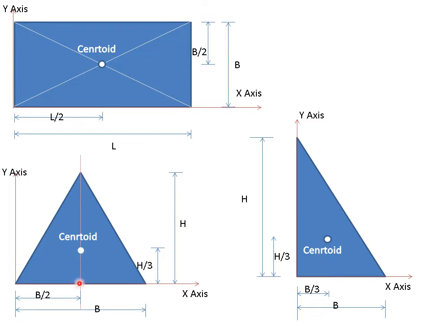So this is the base. If you draw a perpendicular to the base, this is called as height of triangle. And along this, if you measure h by 3, that is height divided by 3, this is called as centroid of a triangle. Next, right angle triangle.